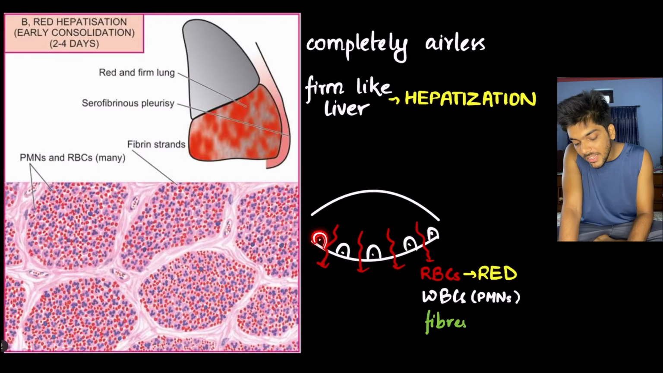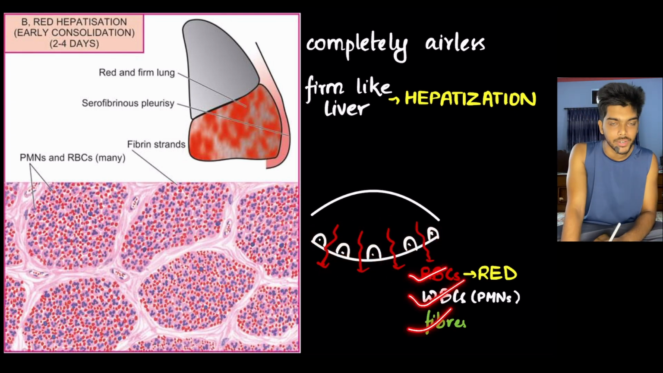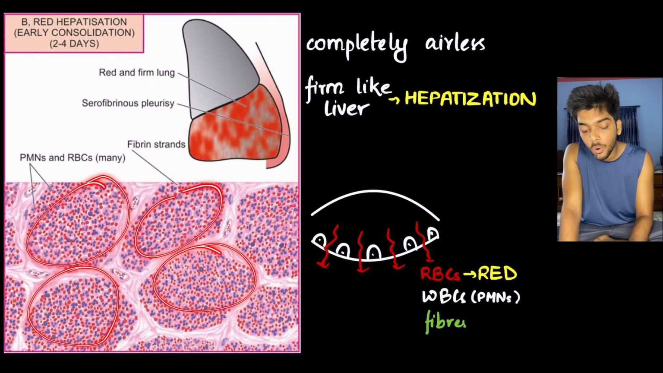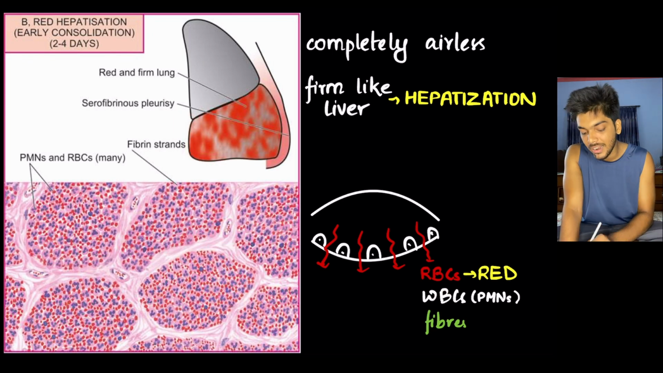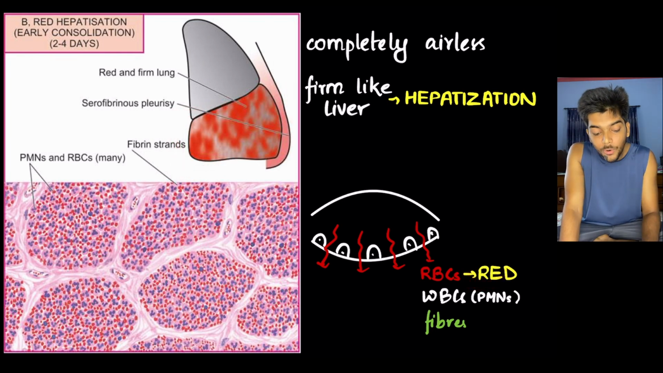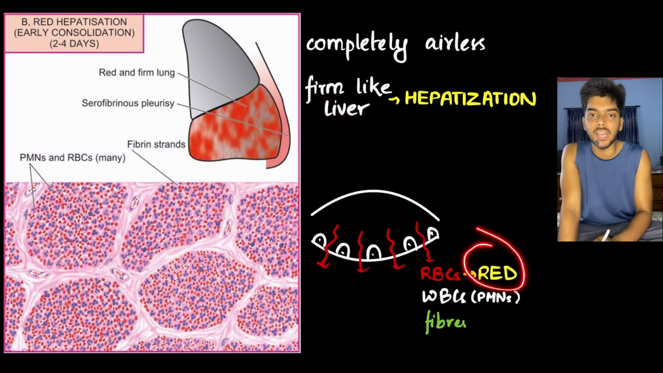Similarly, after that, there is increase in permeability of the blood vessel. As a result, along with fluid, cells also come out. These cells are red blood cells, white blood cells, and fibers. Due to red blood cells within the alveolar space, now the lobe of the lung is red in color. And the lobe of the lung is firm in consistency because the air space is now filled with cells, solid stuff. So it is firm like liver, called hepatization. So together, red hepatization.